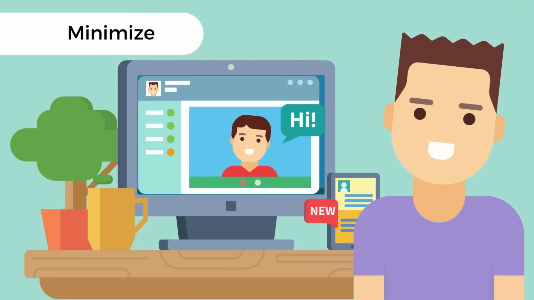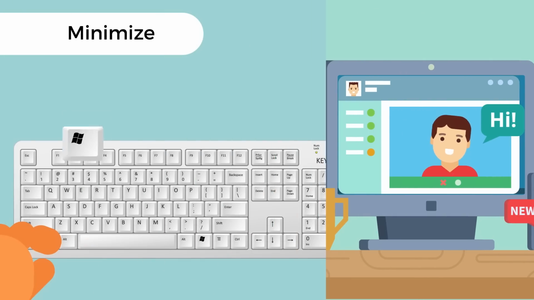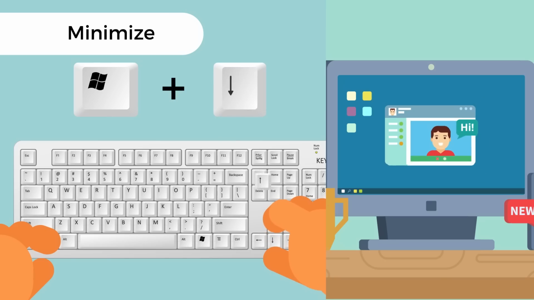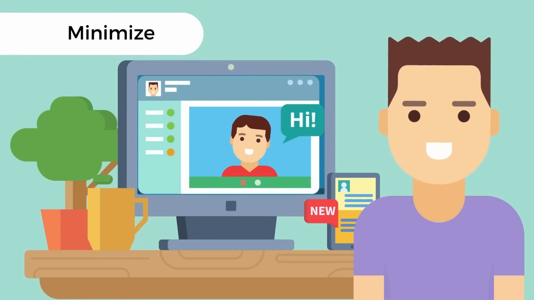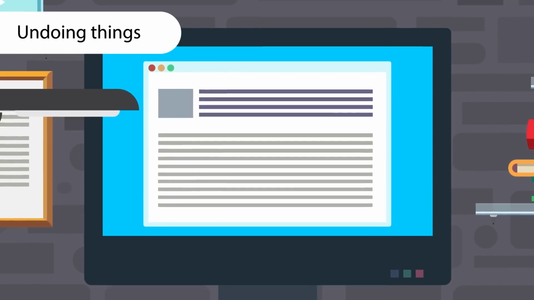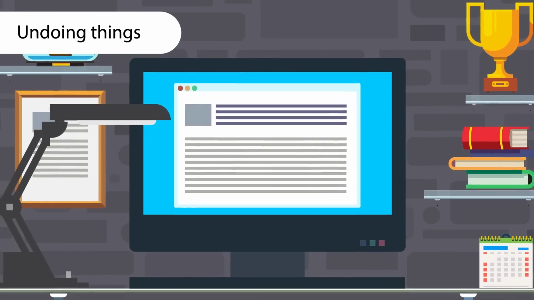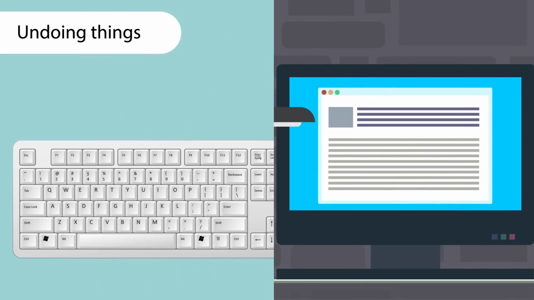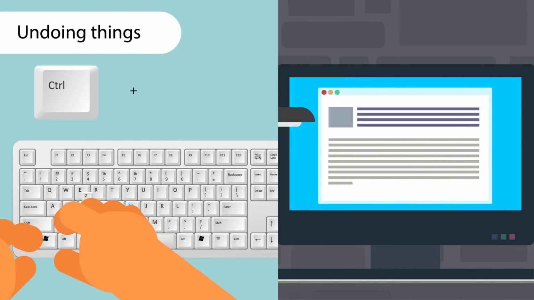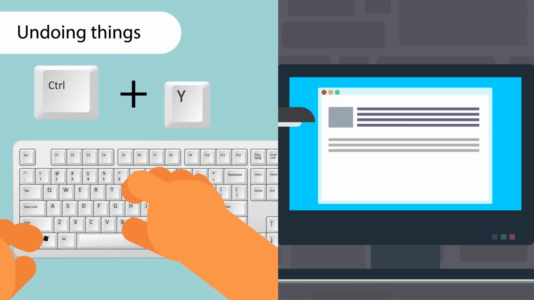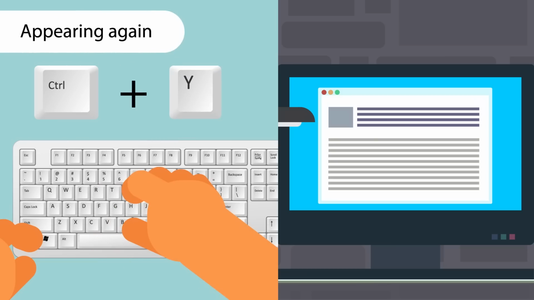Minimize. An easy way to minimize the screen is by pressing the Windows key and then the down arrow. You can reverse that by doing the same with the up arrow. Undoing things. Okay, so it's not hard to hit the reverse arrow with your mouse and undo things, but there's a little shortcut and all you have to do to undo something is hit the Control key with the Z key. To reverse that, you just do the same except hit the Y key.